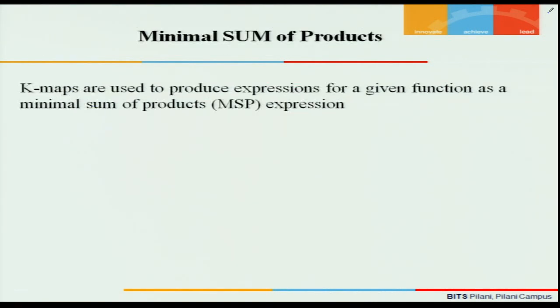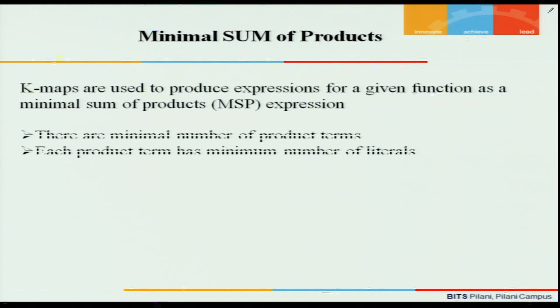K maps are used to produce expressions for a given function as minimal sum of the product expression, MSP. When we say minimal sum of the product terms, there are two objectives associated with that. One, minimal number of product terms. Each product term will result in a gate which is an AND gate. Lesser the number of product terms, lesser the AND gates required for the given circuit.